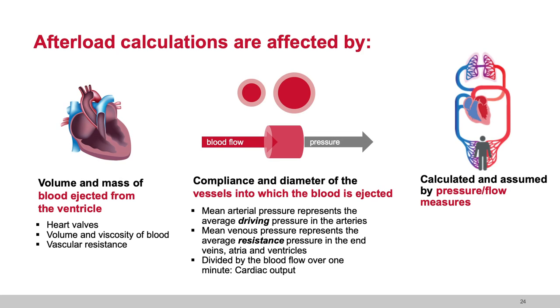So afterload calculations are affected by volume and mass of blood ejected from the ventricle, how thick it is, how thin it is, the vascular resistance and the heart valves, the compliance and diameter of the vessels into which that blood is ejected. Are they dilated? Are they constricted? Could we improve heart work by constricting? Could we improve heart work by dilating? An end result is, does the blood get to the cell? We calculate this and assume it by pressures. But what we really care about is the pressure as it relates to our flow measure, which is stroke volume.